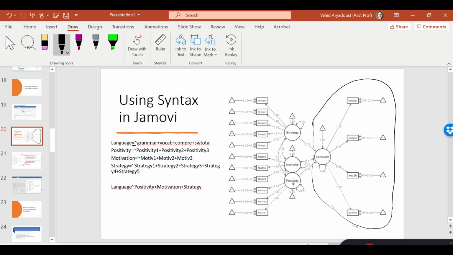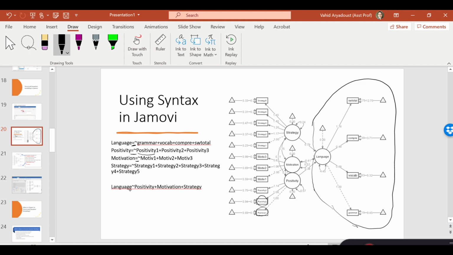The second one is positivity, and in the same way, I have formulated it to be positivity equals tilde, which means is predicted by, is measured by, or is indicated by. You can use different names, different terminologies. Positivity 1 plus positivity 2 plus positivity 3, and these are those indicators. Make sure that the terminologies you use here are exactly the same as those that are in your data set, which are like these. In the same way, motivation is predicted by or is measured by motive 1, motive 2, motive 3. And last but not least is strategy, which is indicated by or measured by strategy 1, 2, 3, and 4.